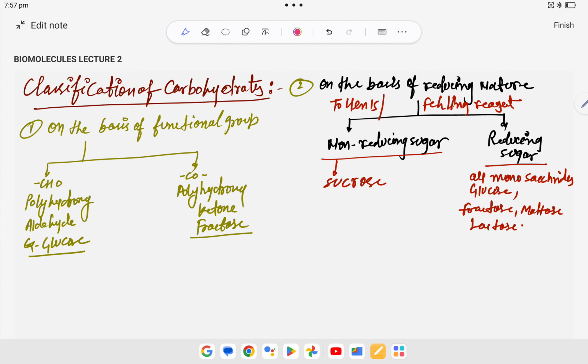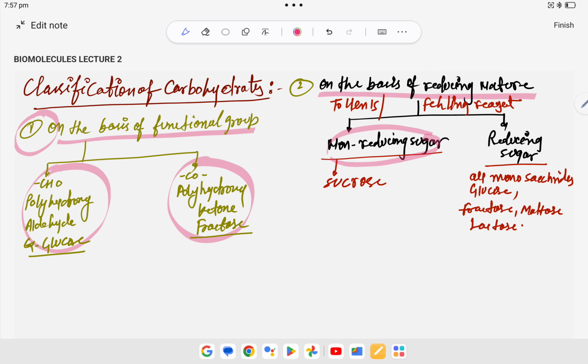I am telling you, first classification is on the basis of functional group, so aldehyde and ketone. On the basis of reducing nature, non-reducing sugar and reducing sugar. Sucrose is the example of non-reducing sugar, and all monosaccharides. Monosaccharide means single sugar, like glucose, fructose, maltose, lactose. They are reducing sugars.